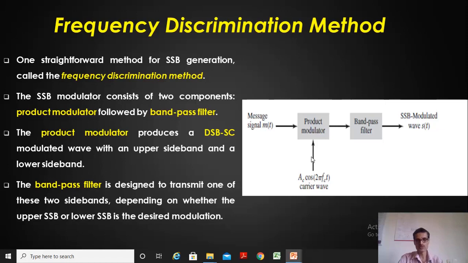Now, as I told you, in SSB modulation we transmit only one sideband by suppressing the carrier as well as the other sideband. So the product modulator suppresses the carrier, and we have two sidebands here. These two sidebands are given to the bandpass filter, where one of the sidebands is eliminated. That depends on how you design this bandpass filter, what the upper cutoff frequency and the lower cutoff frequency are. Depending on that, I can choose either the lower sideband or the upper sideband. So the output of this bandpass filter is an SSB modulated wave.